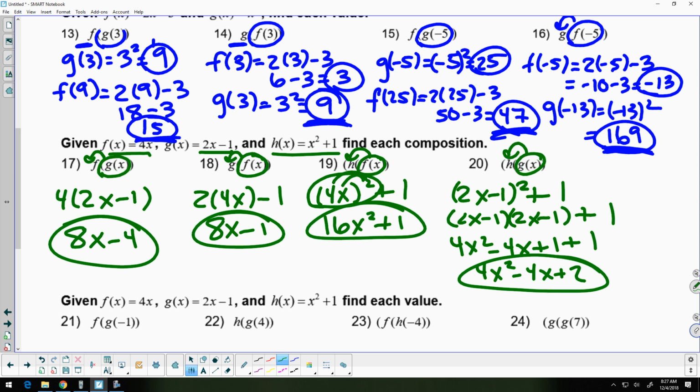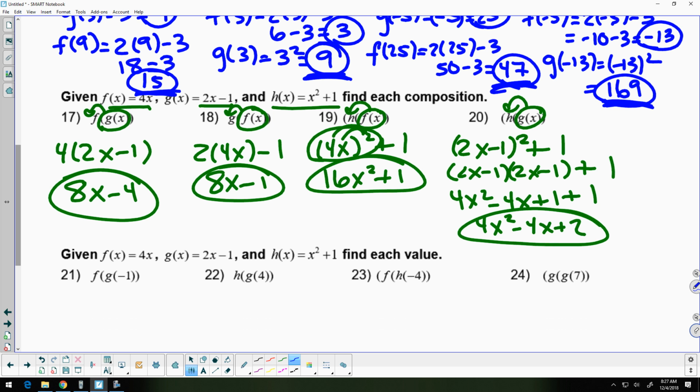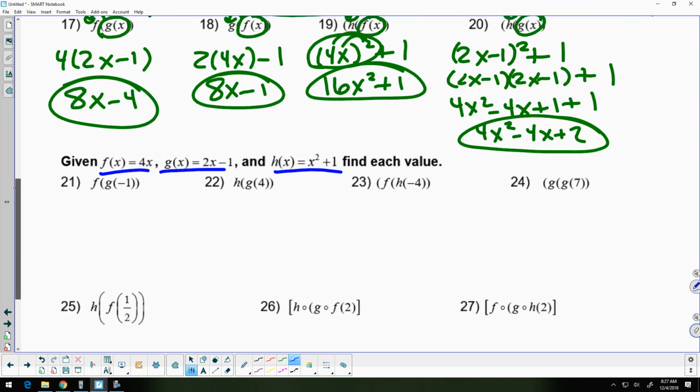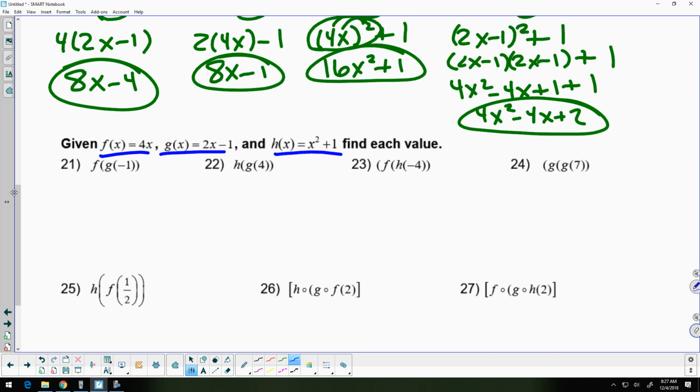Okay, and at the bottom here, again, we've got three functions, the same three that we had up here. f of x is still 4x, g of x is still 2x minus 1, h of x is still x squared plus 1. Now a little bit trickier, okay, with three functions.